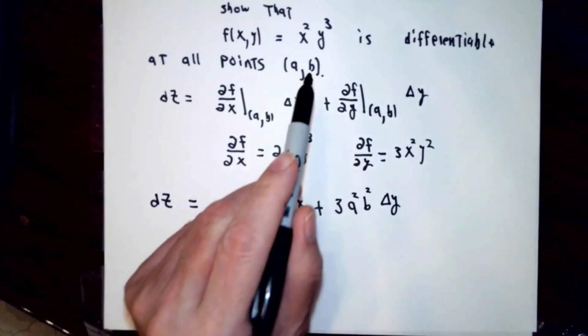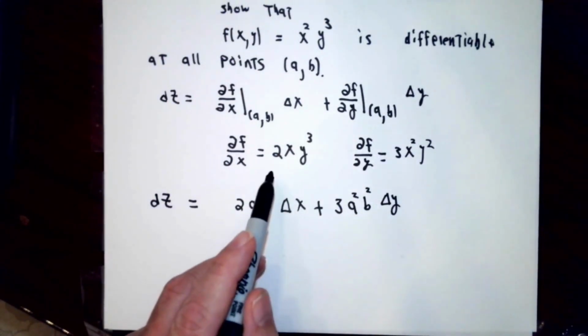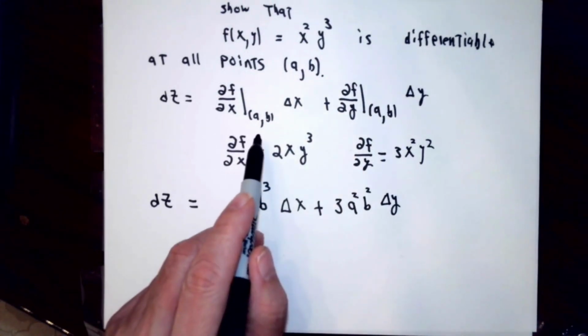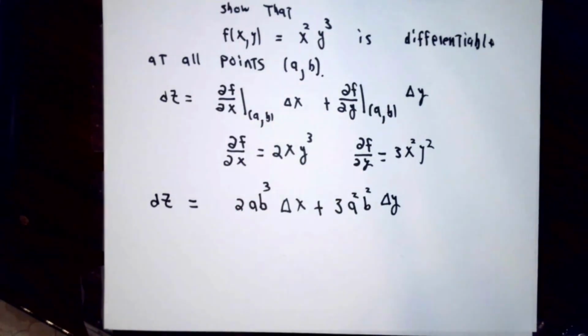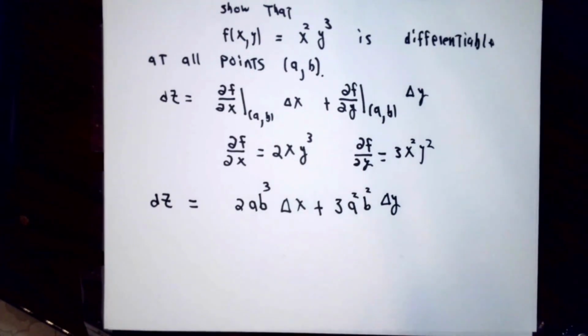The partial derivative of f with respect to x is 2xy cubed here, and the partial of f with respect to y of this function is x squared times 3 times y squared, which I think looks nicer if I write it as 3x squared y squared. These partial derivatives must be evaluated for x equal a and y equal b, so substituting those values in, this is my formula for dz.